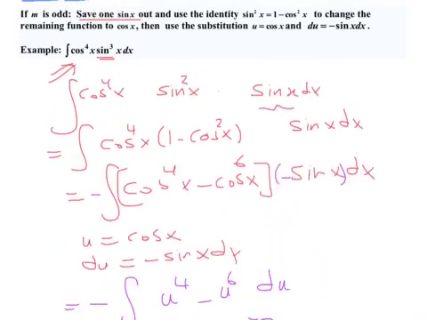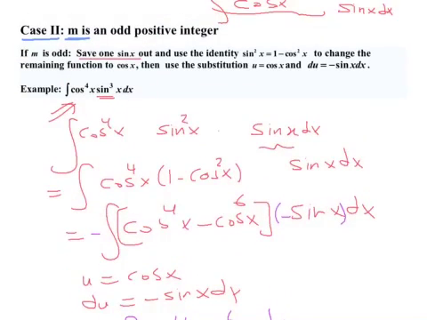Now it's very important to say at this stage that when you have an odd power of a sine or a cosine, like for example here we have an odd power of a sine, we have saved the sine x out.